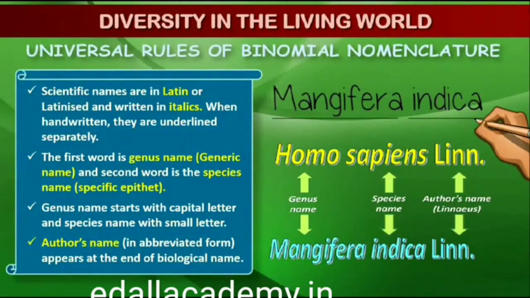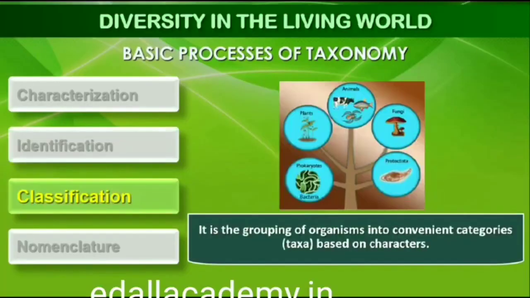Name of the author appears after the specific epithet, that is, at the end of the biological name, and is written in an abbreviated form, for example, Mangifera indica Linn. It indicates that this species was first described by Linnaeus. Since it is nearly impossible to study all the living organisms, it is necessary to devise some means to make this possible. This process is classification.